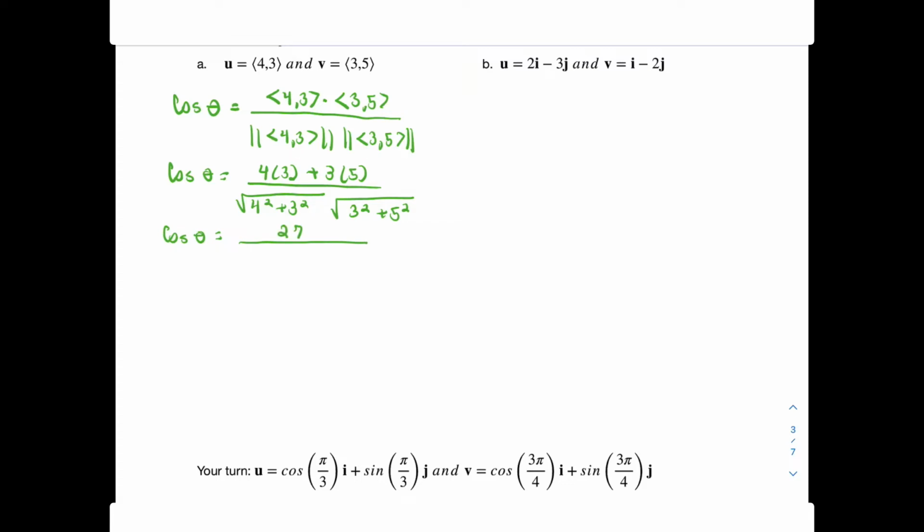Simplifying this down, I get 27 divided by 5 square root of 34. So if cosine of theta is equal to this, theta is equal to the inverse cosine of 27 over 5 square root of 34. And so I just punch that into my calculator. I'm going to be in degree mode, and so I get 22.17 degrees. And that'll be my answer.